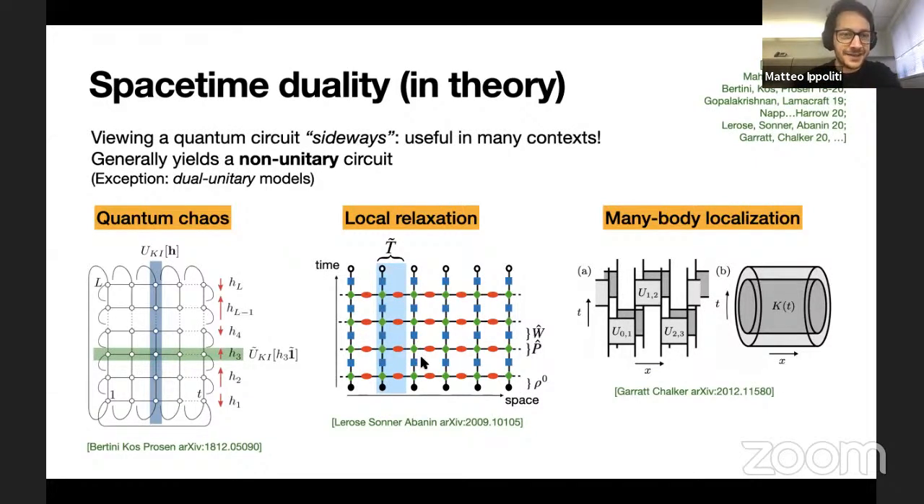I also mentioned that there is a very interesting class of models where this duality transformation, where you exchange space and time, actually preserves unitarity, which is a very special constraint. It's generically not true, but in these models, it's true. And that comes with some very strong constraints that afford you a great level of analytical control and have enabled some important results in quantum chaos.